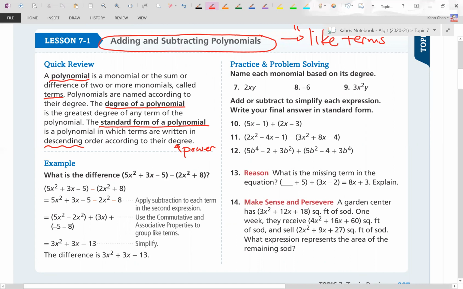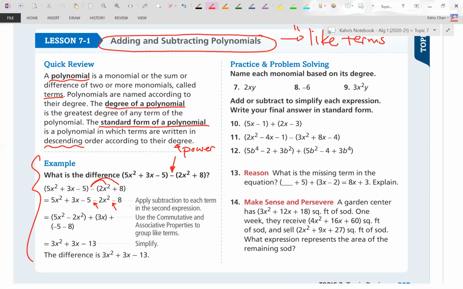Here's a great example involving the difference, which means subtraction. Keep in mind when you're subtracting polynomials, you want to apply or distribute the minus sign to the back half of the polynomial. In this case, that's what happens when they apply a negative sign, and that's why we have a negative 2x squared minus 8. And then from there, they went ahead and combined like terms. And they got an answer right there, 3x squared plus 3x minus 13. Take a look at that when you get a chance.